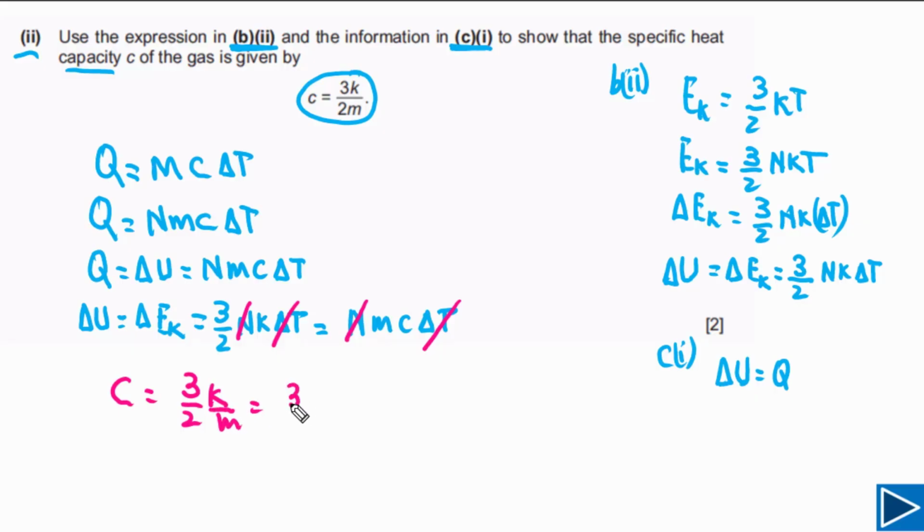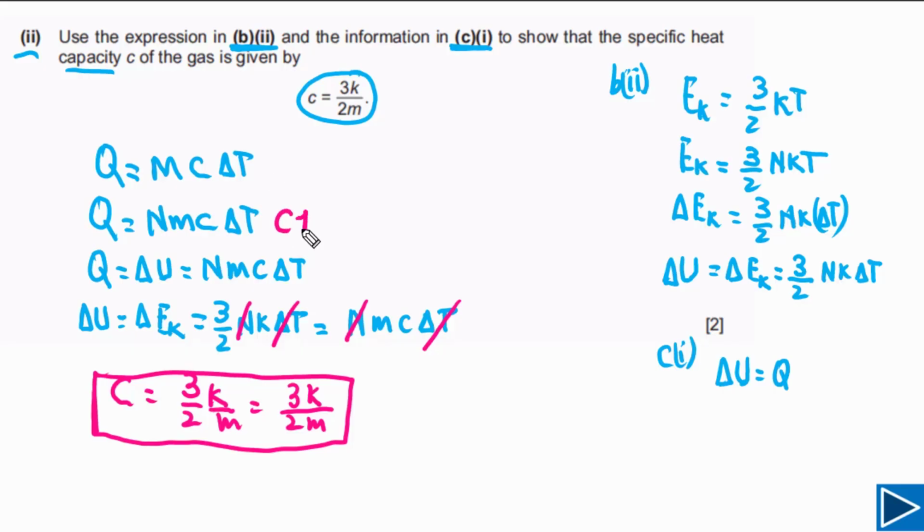Simply we can say this is equal to 3k divided by 2m. So this is the specific heat capacity of the gas in terms of the mass of a single molecule and the Boltzmann constant. So this is how we can derive it. This question has 2 marks, and the first mark is if you have written this expression, you get the first mark, and this is the C mark. And the second mark is if you have got the right answer, and this is the answer mark.